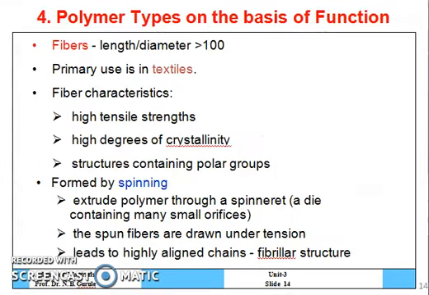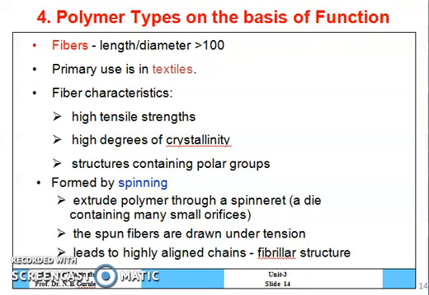Next is the classification on the basis of function. Now we use popular polymers in many forms, ready to use for different applications. The first type of polymer is a fiber. What do we mean by fiber? A fiber is a part having a length to diameter ratio greater than 100. These fibers are primarily used in textiles.